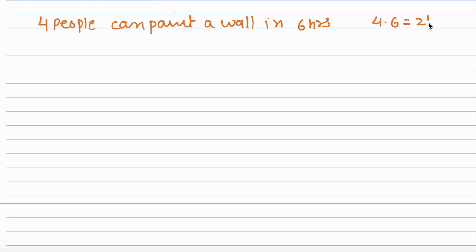Now let's understand what is inversely proportional. Just imagine if 4 people can paint a wall in 6 hours. So overall, how many total hours are being spent on painting the wall? 4 times 6, this is 24.